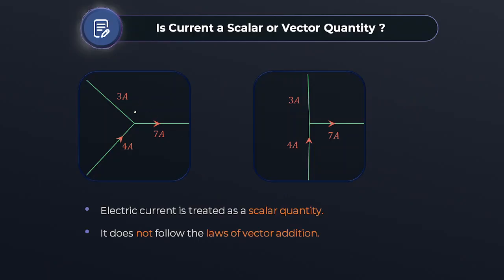Here, if I ask you, 3 ampere current is flowing in one wire and 4 ampere in a different second wire, how much current is flowing in this wire? Of course it is 7 ampere. We have just added them, an algebraic sum. There is no vector law we have followed. Here again, if 3 ampere current is flowing in this direction and 4 ampere in this direction, in this wire again it is 7 ampere, right? So we are just adding the algebraic sum. We are not following the vector sum, right? So current is treated as a scalar quantity. In other words, current is called a tensor.